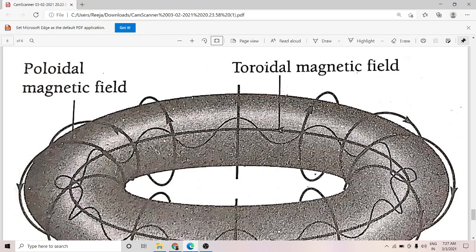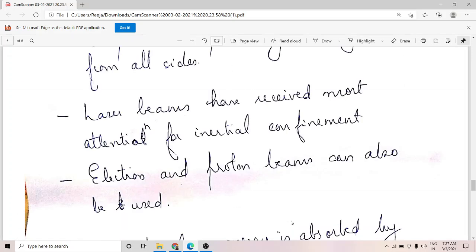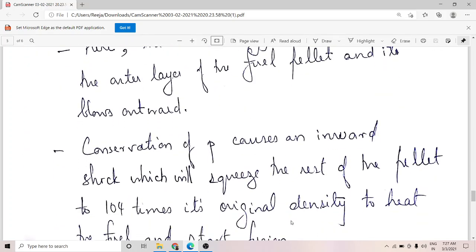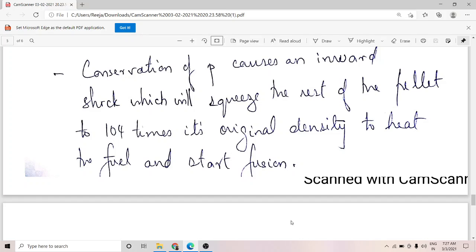Now, to prevent the escape of the ions from the toroidal magnetic field, a poloidal magnetic field in this manner is applied. See, the poloidal magnetic field confines the ions in this region. So, the poloidal magnetic field is produced by the plasma itself and it's also used to heat up the plasma. So, this is one kind of confinement of the fuel or plasma for the fusion reaction.